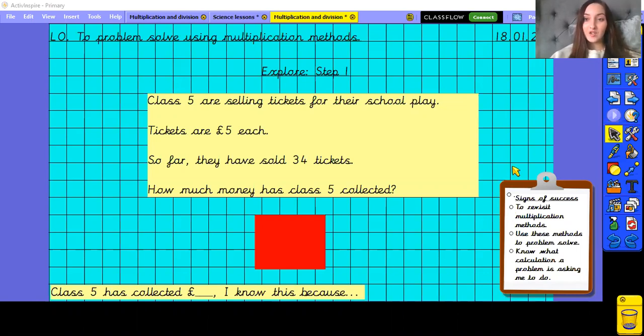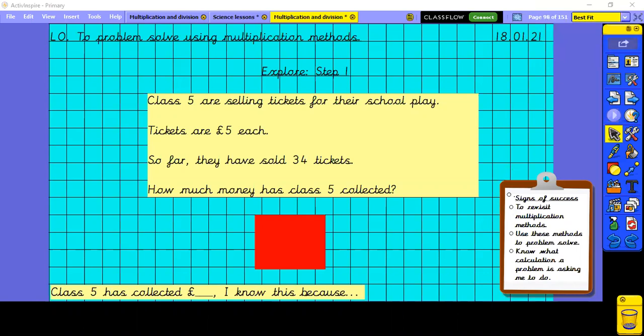Before we start, could you please write the date and the LO in your maths book? So the date is the 18th of the 1st, 21, and the learning outcome is to problem solve using multiplication methods. So pause the video and do that now.